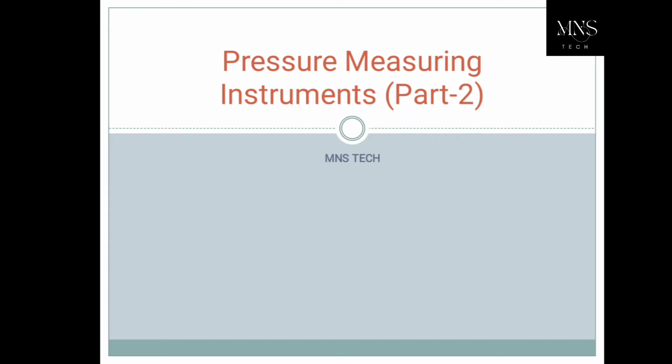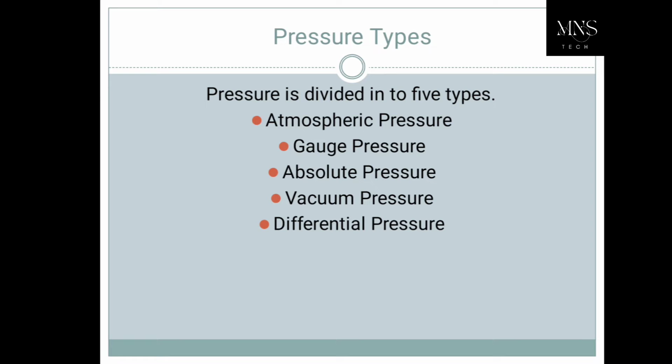Today our topic is pressure measuring instruments. It's part 2. Part 1 we have discussed before. Let's start. Pressure types. Pressure is divided into 5 types: atmospheric pressure, gauge pressure, absolute pressure, vacuum pressure, and differential pressure.